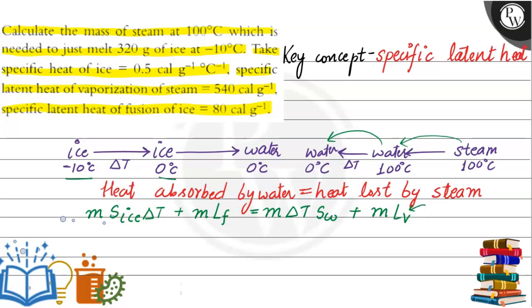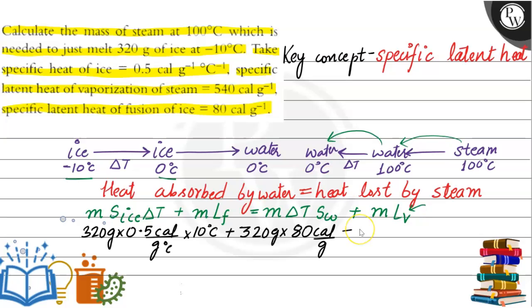On putting the values, mass of ice here is 320 gram times of specific heat capacity of ice is 0.5 calorie per gram degree Celsius times of change in temperature and it is 10 degree Celsius plus mass time that is 320 gram times of latent heat of fusion is 80 calorie per gram equals to mass of steam जो हमें find out करना है and the change in temperature is 100 degree Celsius and the specific heat capacity of water is 1 calorie per gram degree Celsius plus mass times of latent heat of vaporization here is 540 calorie per gram.